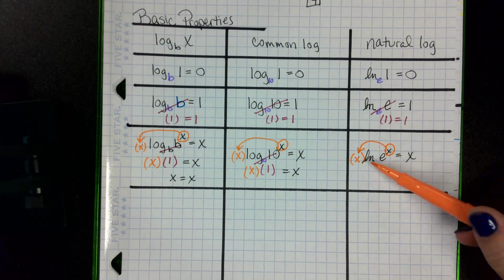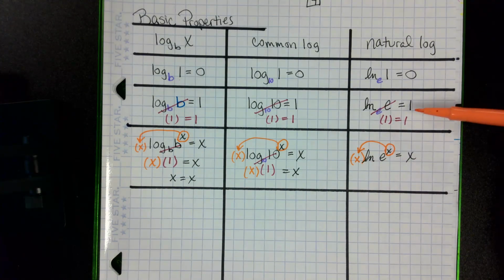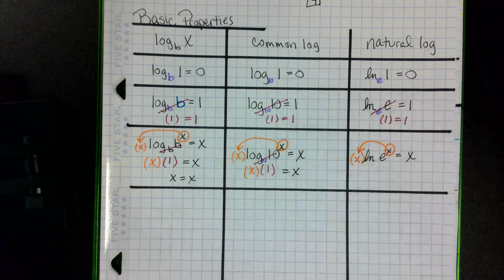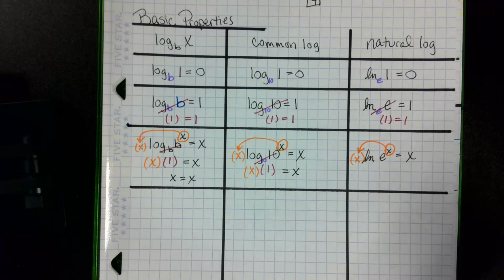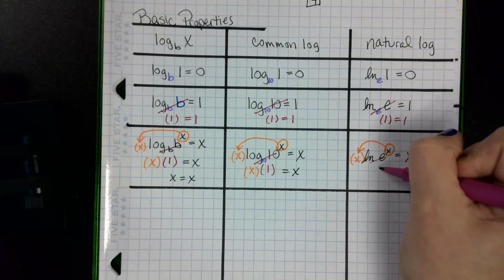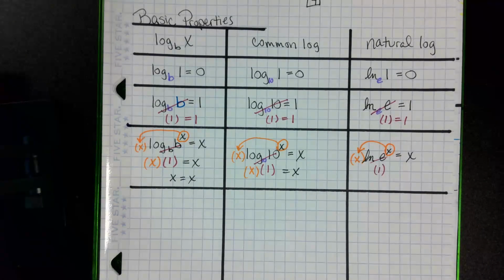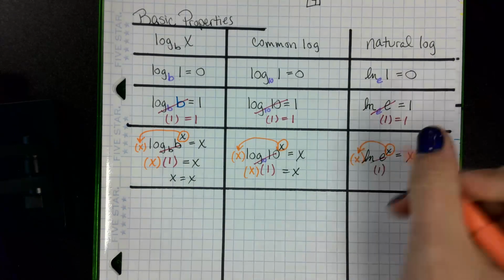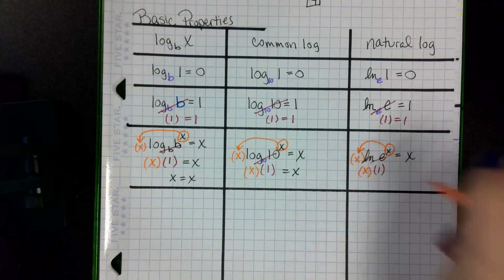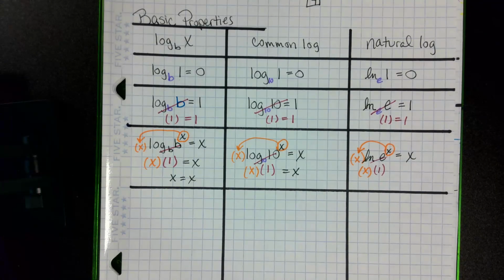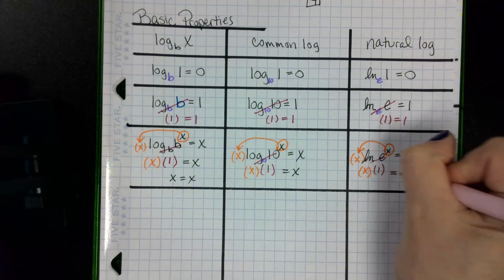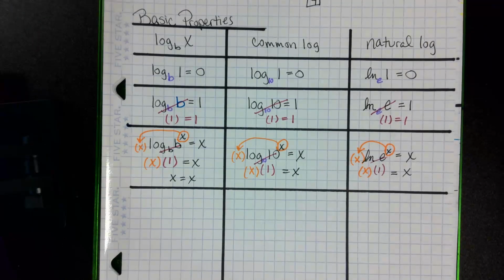So then I have natural log of e. Well, up here in the property above it, I said the natural log of e is just 1. So I'm going to simplify natural log of e and call that 1. And then I have the x in front. And that equals x. Does that make sense? We're good?